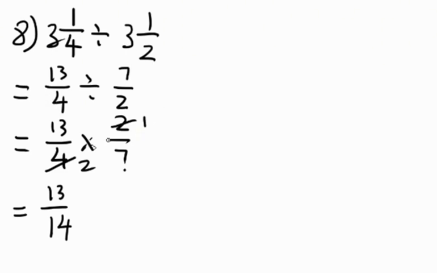And if you don't want to simplify the 2 and 4, we can still get the same answer. So 13 over 4 times 2 over 7.